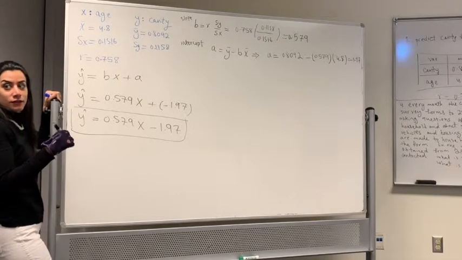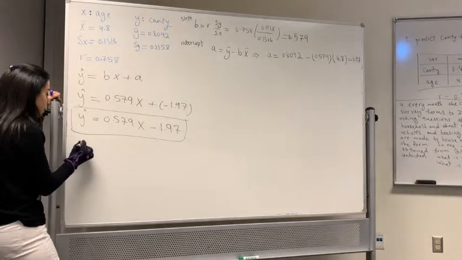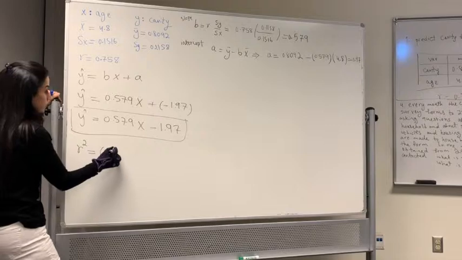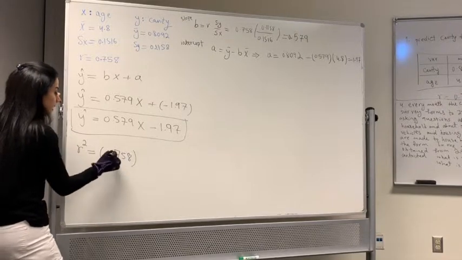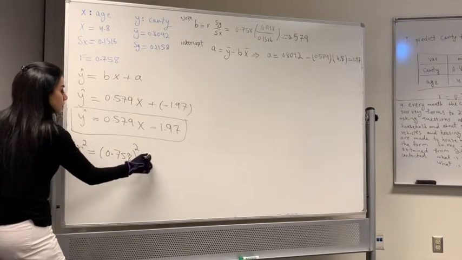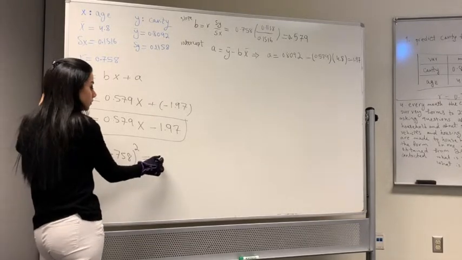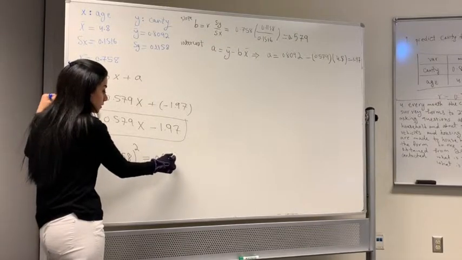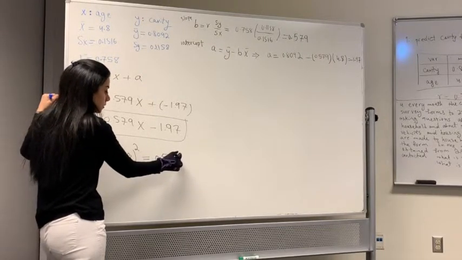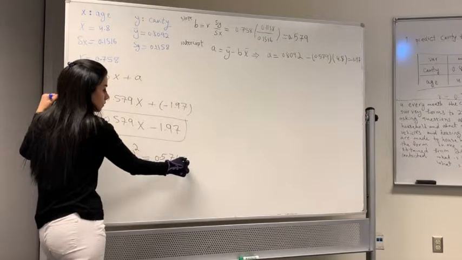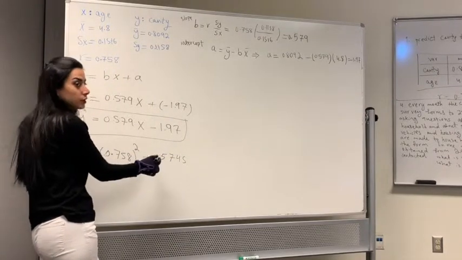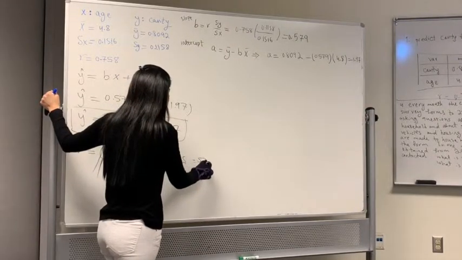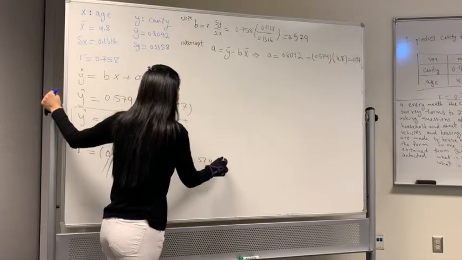R square, the coefficient of determination. R square is 0.758 to the power of 2, equal to 0.5745645. So we should convert this to a percentage, correct? So we have 57.45%.